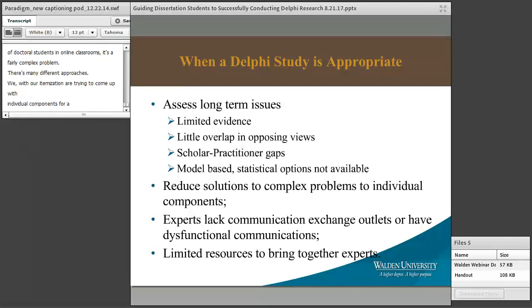A Delphi is also appropriate when experts lack communication exchange outlets. They don't have a platform or a venue to communicate with each other, or they do communicate with each other and the communication is largely dysfunctional. And it's also appropriate when there are limited resources to convene a large group and bring the experts together. The use of the electronic survey platform is efficient and cost effective. So this is when a Delphi is appropriate. You may ask me now, when is a Delphi not appropriate?